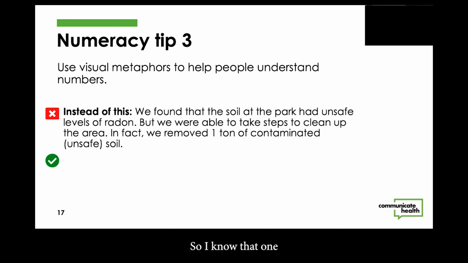So I know that 1 ton of soil was removed, but I can tell you right now that I have no idea how much that actually is. I know 1 ton equals 2,000 pounds, but what does that look like? Like, did they literally have to dig up the entire park? I have no idea.